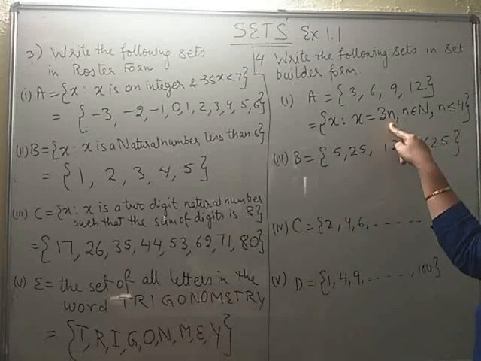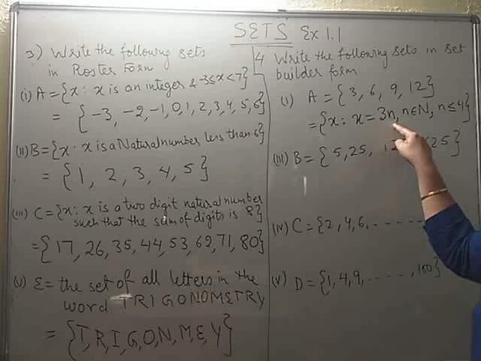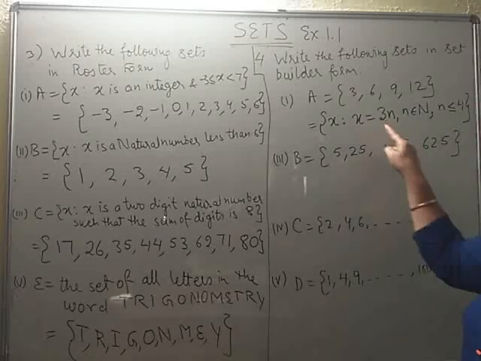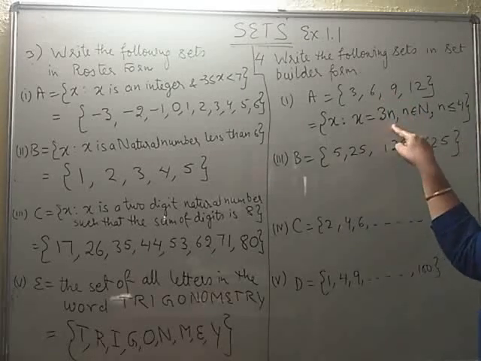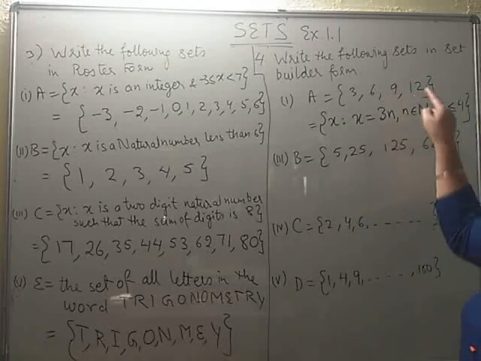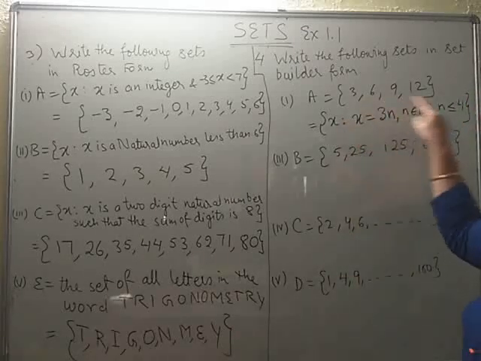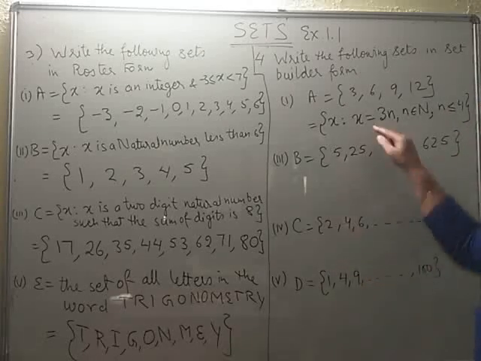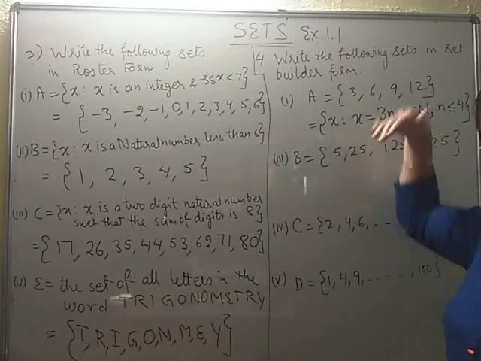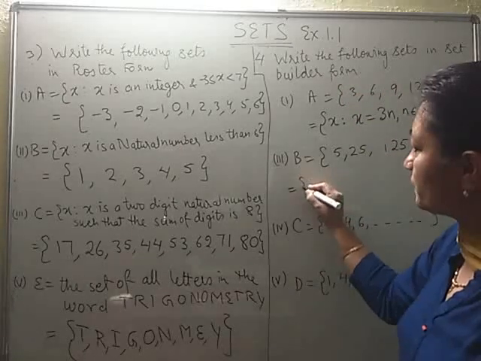So when N will become 1, 3 into 1 will be 3. When N will become 2, 3 into 2 will be 6. When N will become 3, 3 into 3 will be 9. And when N becomes 4, 3 into 4 will be 12. Okay. So we have completely properly defined what is the other way of writing set A. They both are same if you see, only written in different form. Okay, let us apply the same here for B.